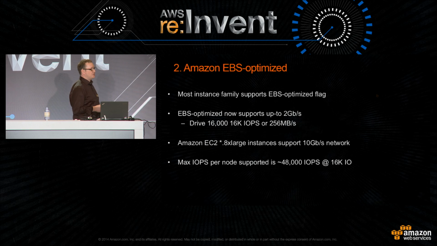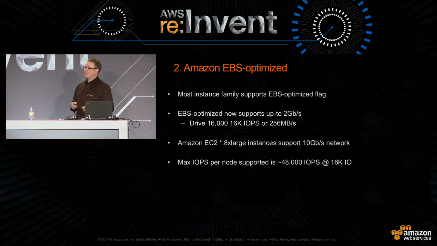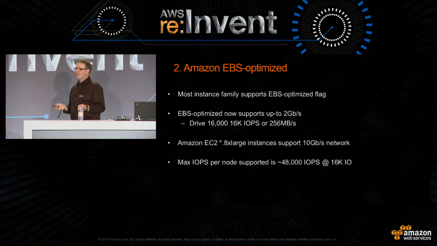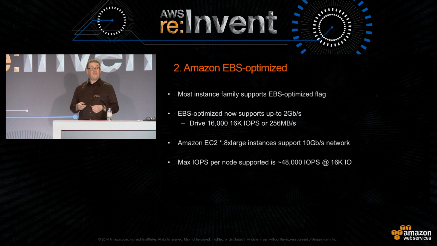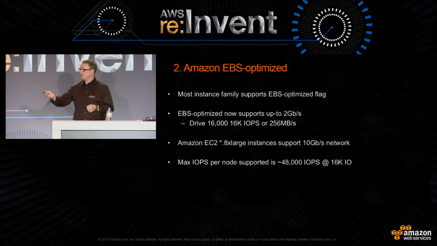And so that's EBS optimized. EBS optimized is the ability to have a separate amount of network allocated to EBS so you get a consistent level of performance. If you don't do that, what you end up doing is contending the network for traffic going to EBS, traffic going to your application.